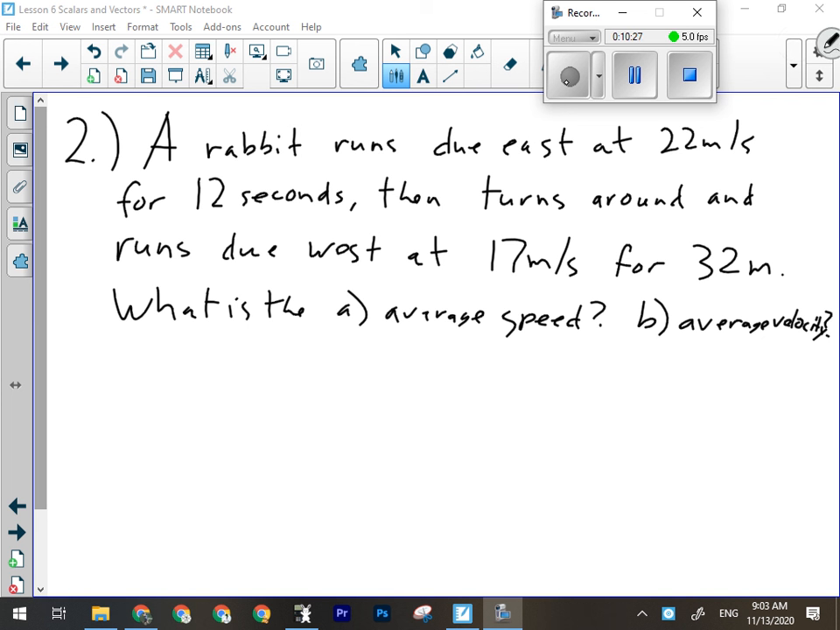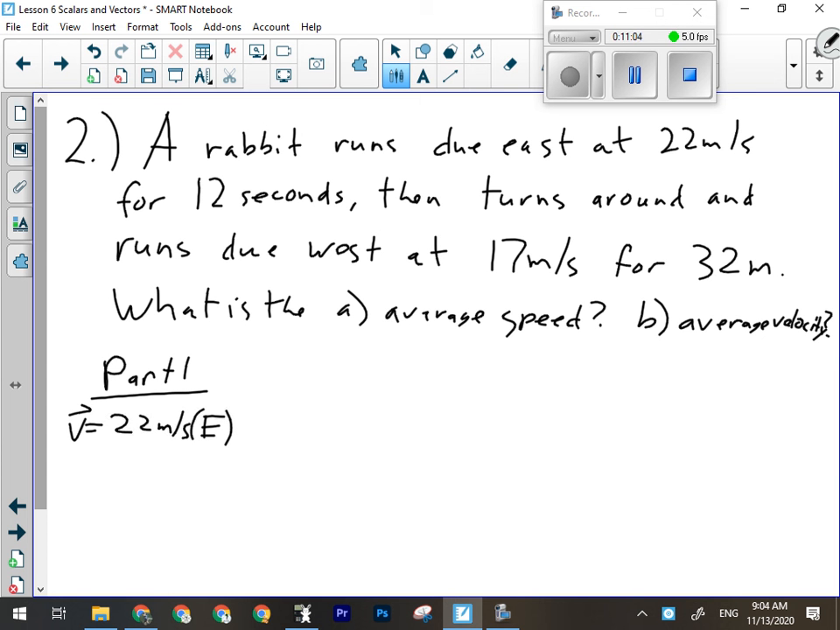So, as we said, this is obviously a question that has more than one part to it. So what we want to do is write down our givens, but break it up into the two parts. In part 1, we know the rabbit runs due east at 22 meters per second. What do they give me there? Not speed, velocity. East at 22 meters per second. Magnitude and direction, that's a velocity. So velocity is 22 meters per second east.